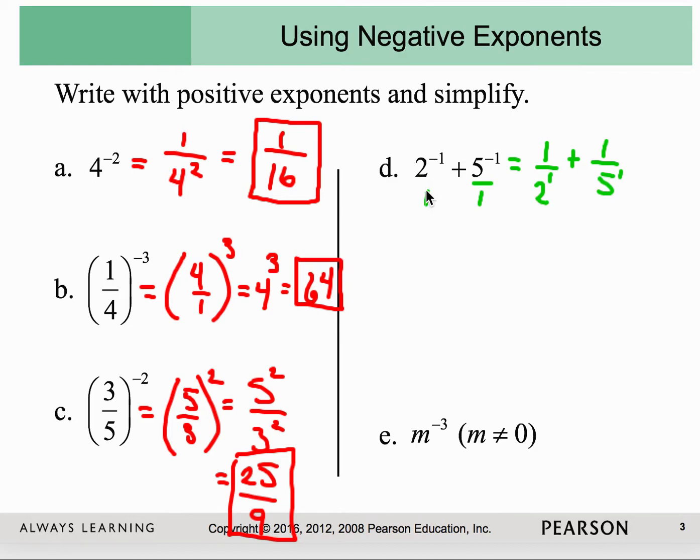Okay. But now, this is just adding two fractions. So to add fractions, I need a common denominator, which is going to be 10. All right, so I've got to multiply this numerator and denominator by 5, this numerator and denominator by 2, so that I have the fraction 5/10, which is the same thing as 1/2, right? Plus 2/10.